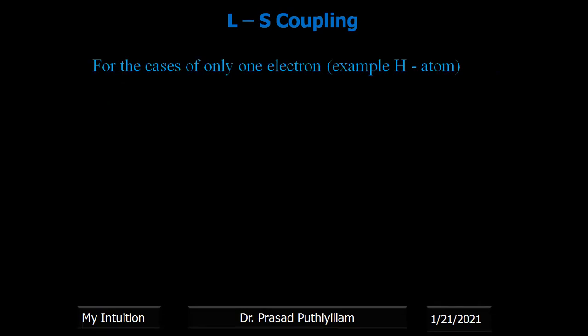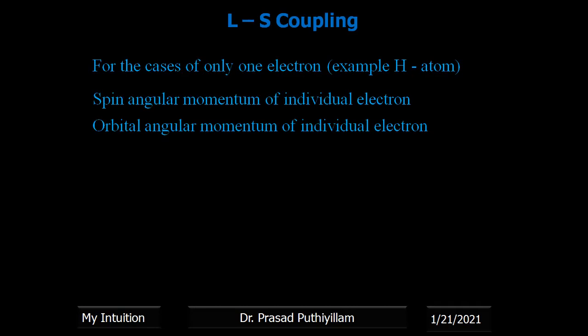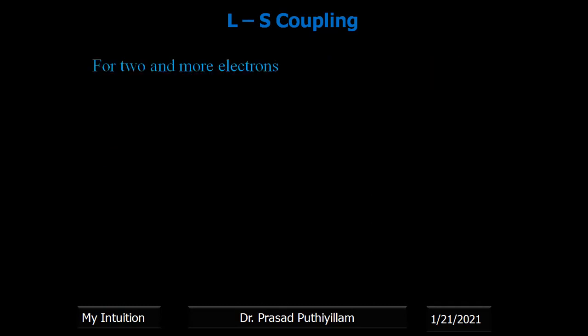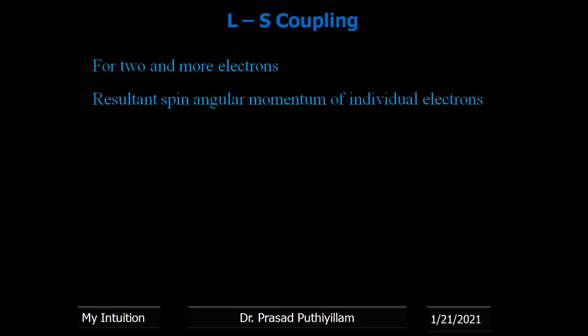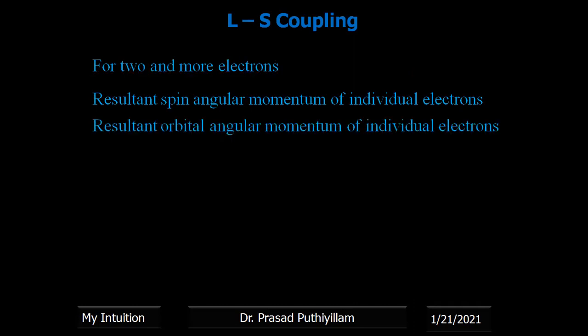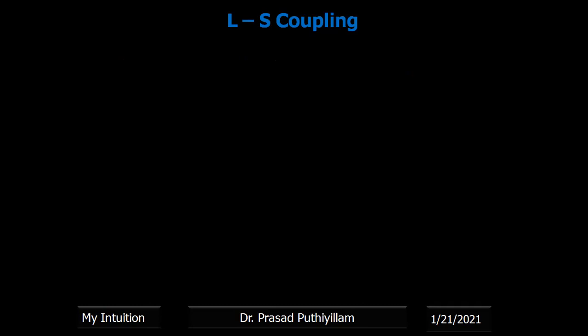For cases of only one electron, for example, the hydrogen atom has only one electron, only the spin angular momentum of the individual electron is considered. The orbital angular momentum of that individual electron and the total angular momentum of the individual electron can be considered to explain the spectra as well as the magnetic behavior, if any. For two or more electrons, that is a multi-electron system, we need to identify the resultant spin angular momentum, the resultant orbital angular momentum, and the resultant total angular momentum of these electrons.